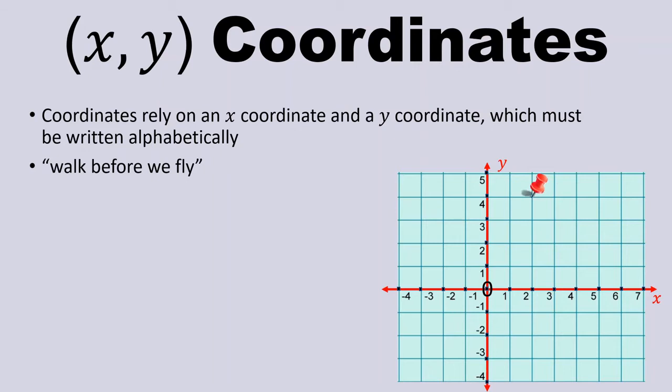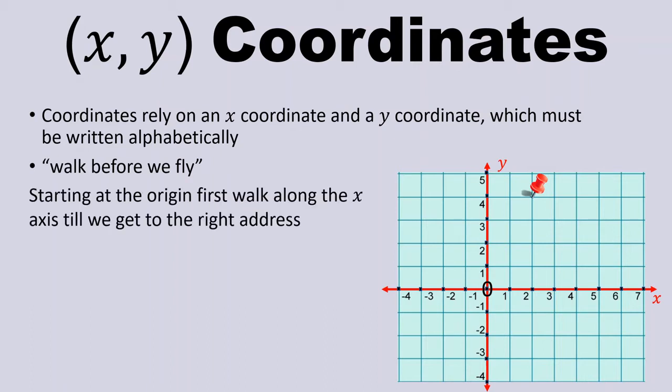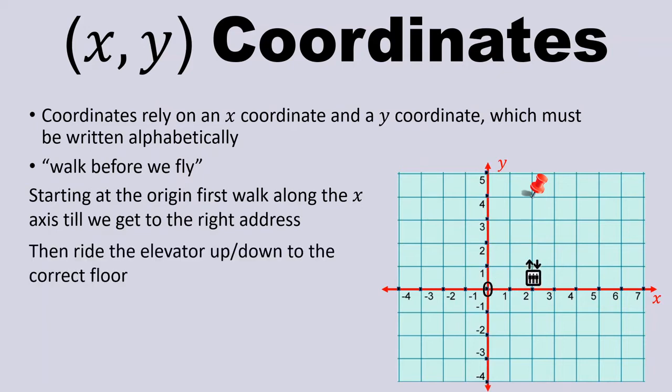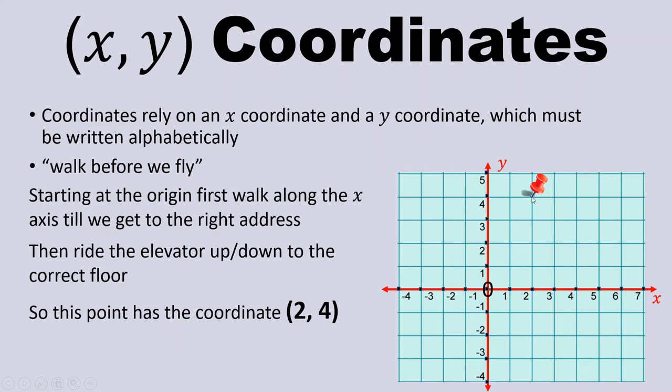For example, if I want to figure out what point this is, first I would start at the origin, that's the point 0, 0 here. I'm going to start by first walking across the x-axis till I get to the right house, and then I'll take the elevator up to the correct floor. So I can clearly see, going in that correct order, this is the point 2, 4, because I walked across to house number 2, and then I took the elevator up to floor number 4.